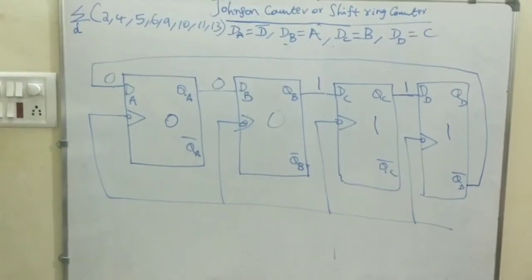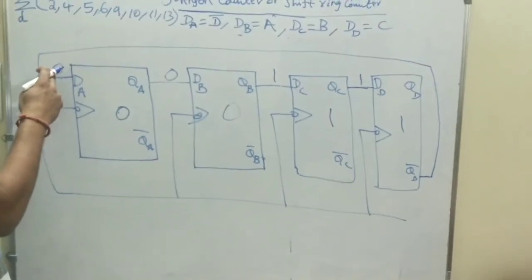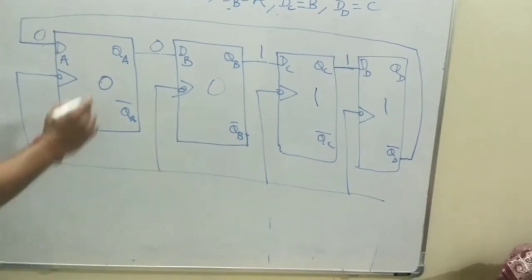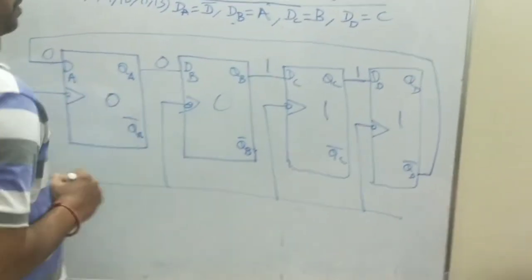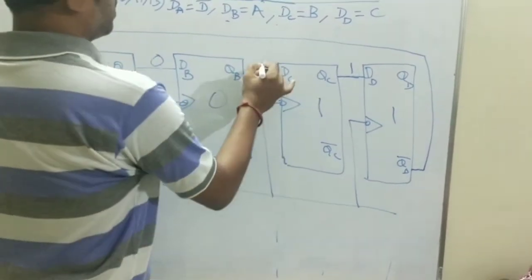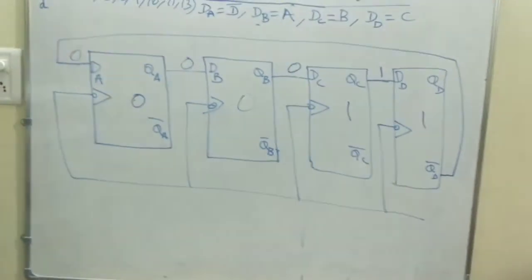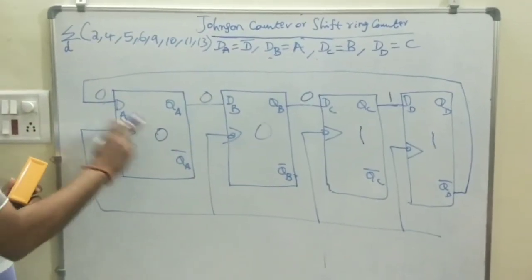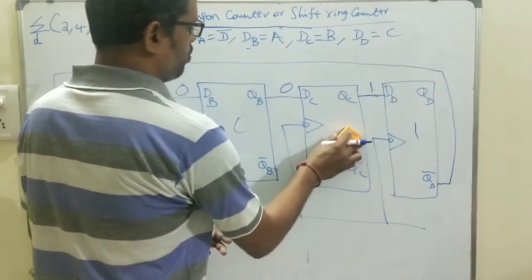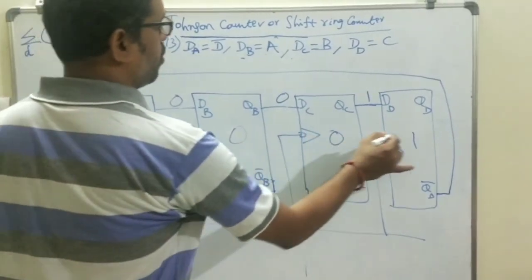For the next state, once again, DA would be taking the input as 0 because the D flip-flop has the value 1. DB will be taking the value of 0. DC will also be taking the value of 0, but DD would be having the input of 1. Now you apply the clock pulse. DA will be having the value 0, DB will be having the value 0, DC will also be having the value 0. Now this state is 0 0 0 1.